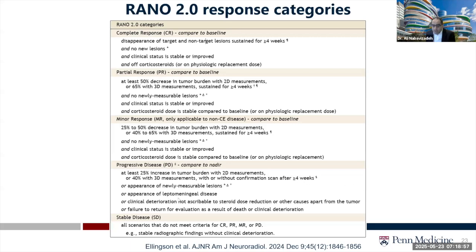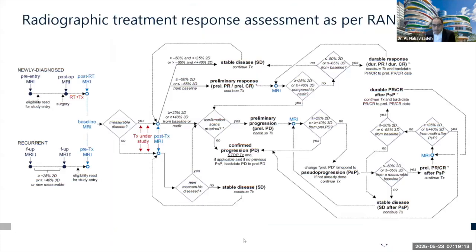Other considerations with regard to steroid and leptomeningeal disease are also very important. I'll discuss them later in the talk. And stable disease is when all of the scenarios do not meet any of these response criteria. This is a schematic from the AJNR paper. It's a little bit busy, but it's very helpful because it takes you through all the scenarios that could happen when you have a newly diagnosed or recurrent patient with glioma.